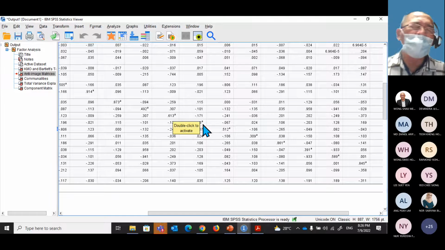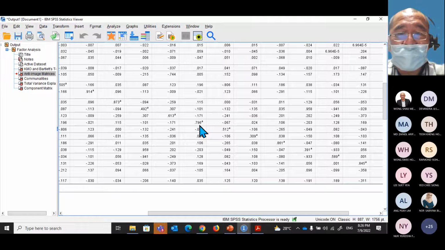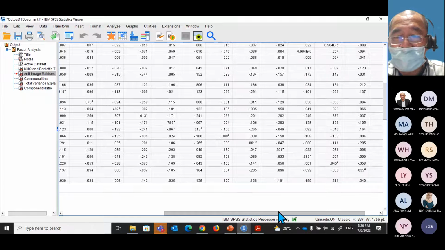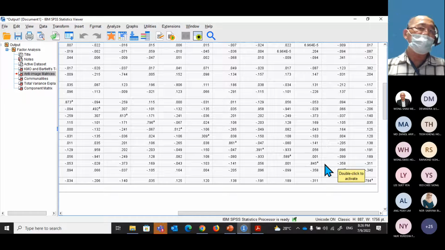Then 0.613. One more thing, you don't care positive or negative. Negative also good. You can think this way, you take the absolute value. Okay, 0.512, 0.309 is the smallest. 0.861, 0.391. This 0.309 is still the smallest. So we see two more. Okay, so 0.309 is the smallest. Any question so far?